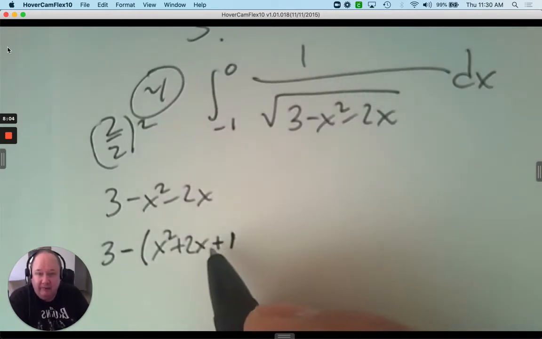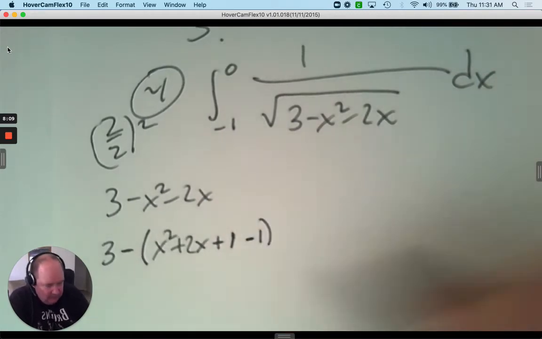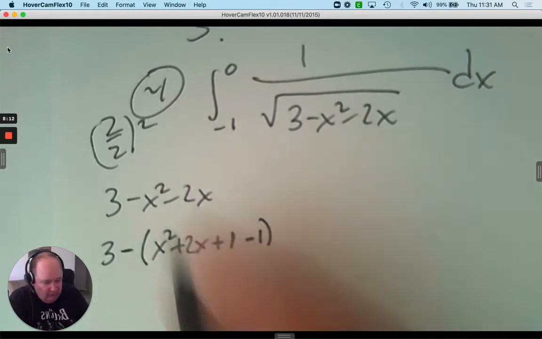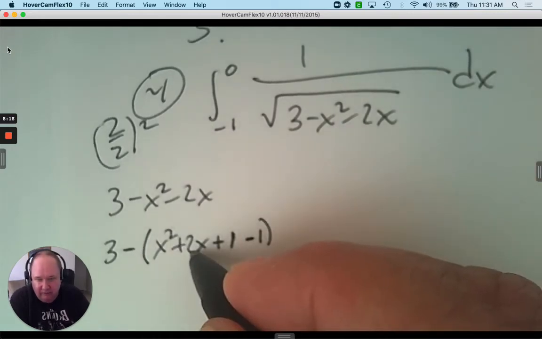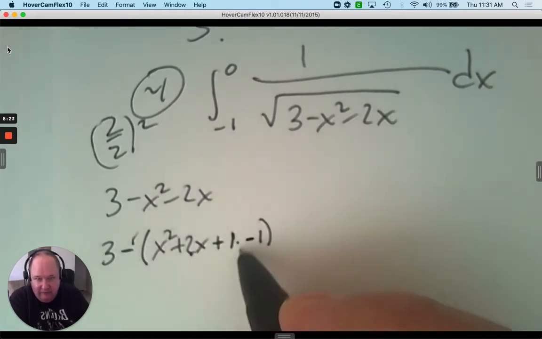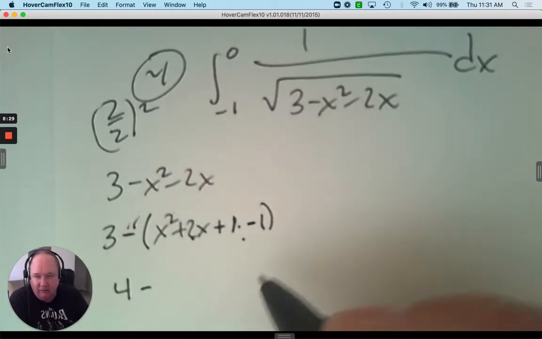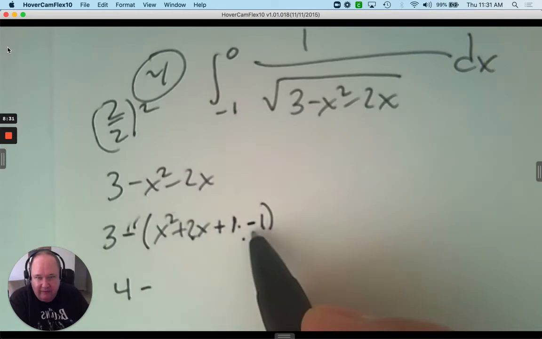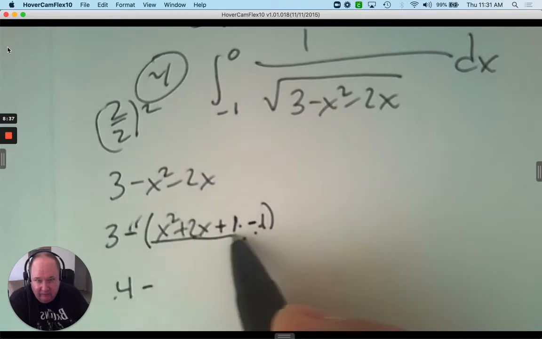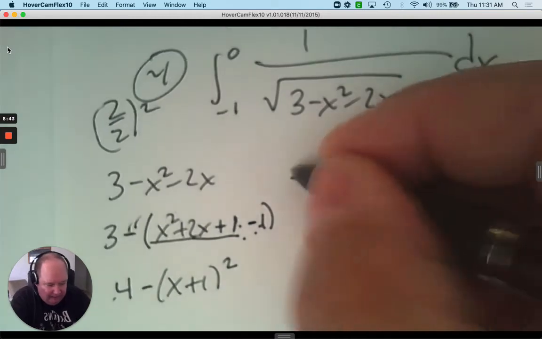Now, if I'm going to add 1, then I have to subtract 1 so it stays the same value. So I have x squared plus 2x plus 1. That's now a perfect square. If I take the negative times the negative, I actually get plus 1 at the end. So this number is actually now a 4. Did you see how I did that? So if I go negative times -1, that's plus 1, and 3 plus 1 is 4. This I'm going to factor, and it's x plus 1 squared. And now I'm going to go back to the question.